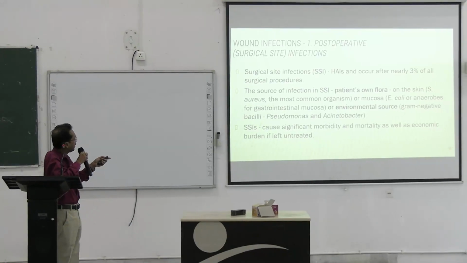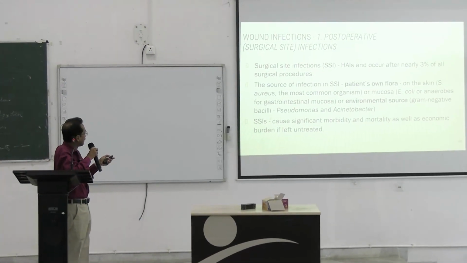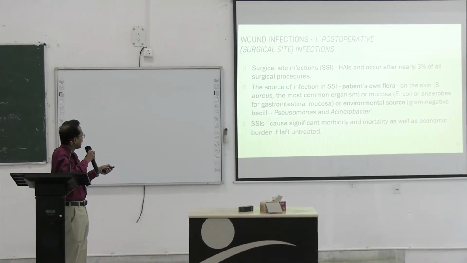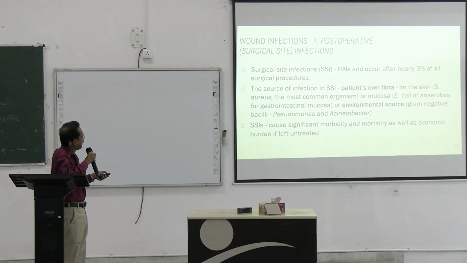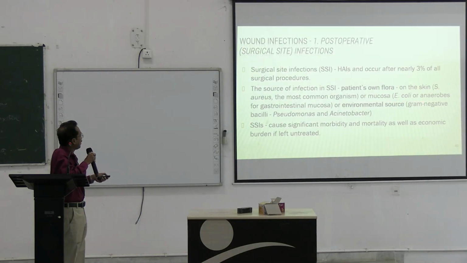Surgical site infection, nearly 3%. Most common cause of surgical site infection is Staphylococcus aureus. If it is in gastric surgery or GI surgery, E. coli or anaerobes, and environmental sources are Pseudomonas and Acinetobacter. So for surgical site infection, you have to mention all these.